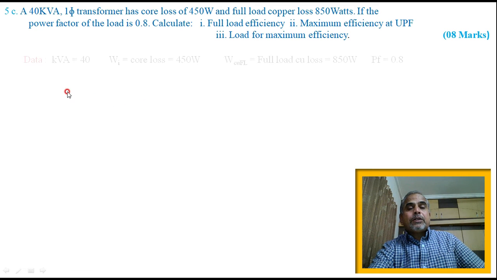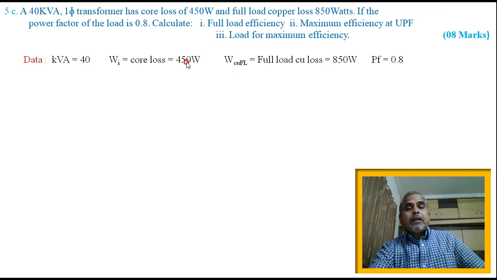First you have to list out the data given. It is a 40 kVA transformer. Iron loss is 450 watts, and irrespective of the load condition, it is constant. Then the copper loss at full load is given as 850 watts, and at 0.8 power factor you have to find out the full load efficiency. For unity power factor you have to find out the maximum efficiency.